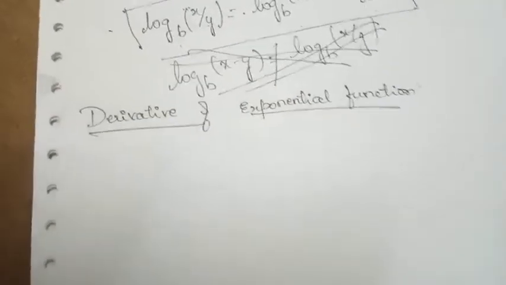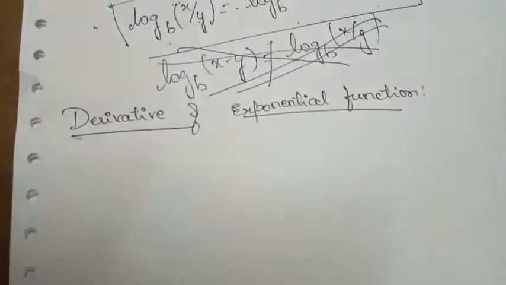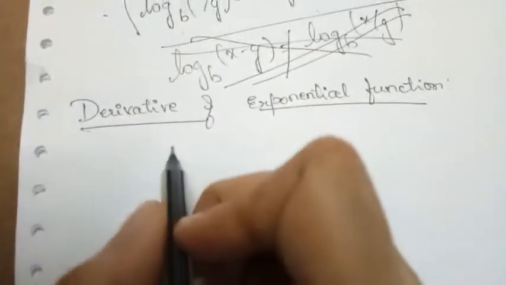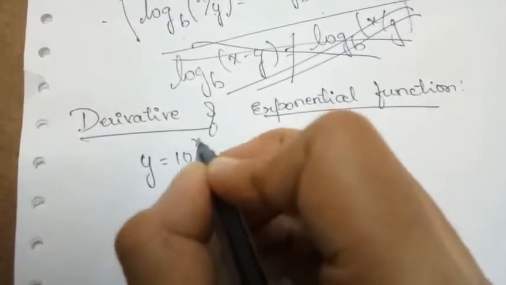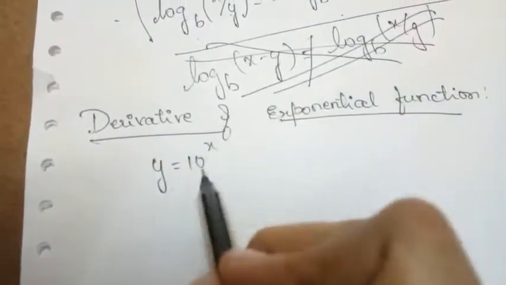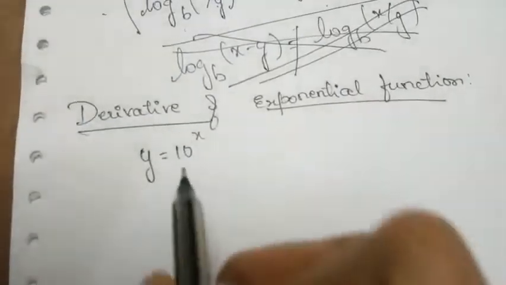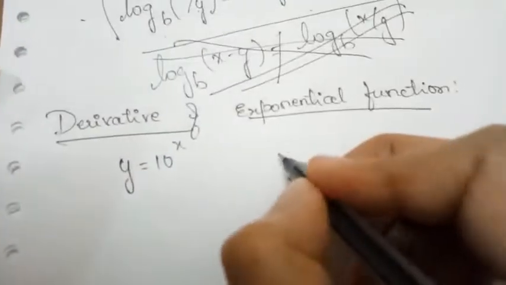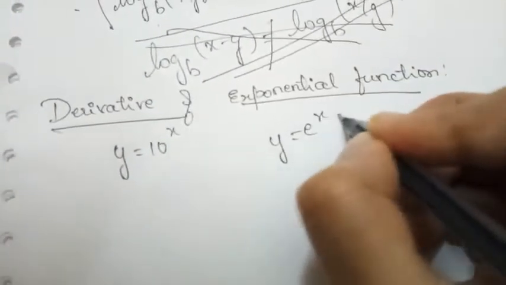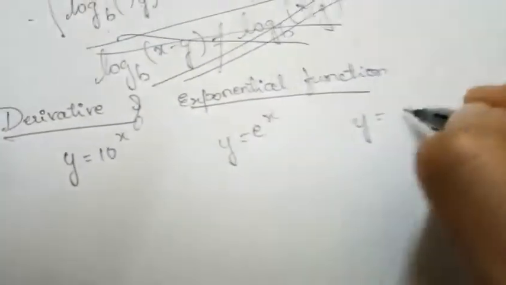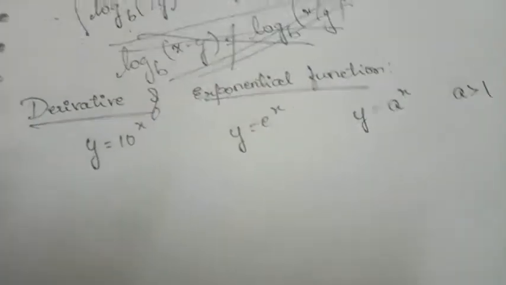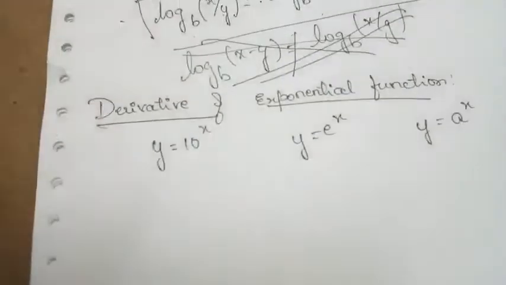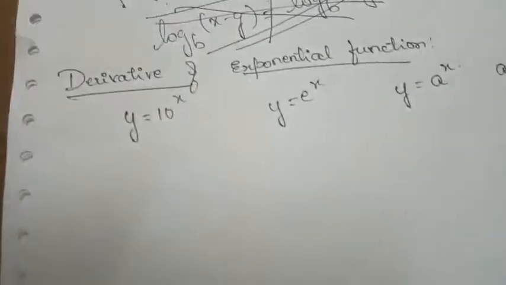So now let us concentrate on the exponential function, and how its derivatives will be. As I said, the exponential function looks like y is equal to 10 to the power x, some base, where the base is a positive real number. Y is equal to e power x is also an exponential function. Y is equal to a power x, where a is strictly greater than 1. These are some examples of how we express the exponential function.